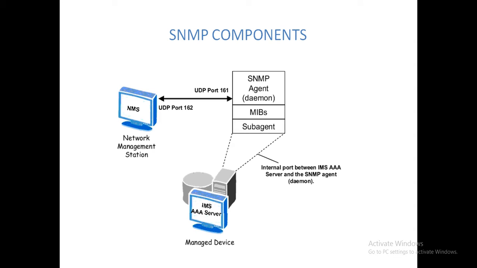The third component is the SNMP agent. The agent is software which runs on the managed device, collects the information and stores it in a database which is known as the MIB. MIB stands for Management Information Base. It stores the information in the form of variables in a hierarchical manner. So these are the 4 basic components you have to know to manage SNMP.